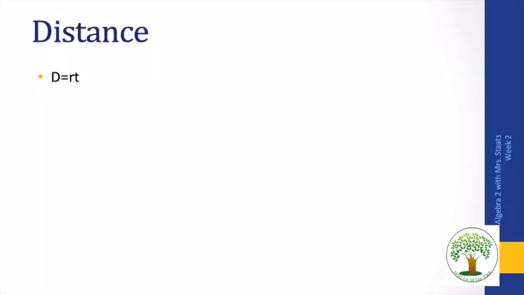Correct. R stands for rate. You can put this in your notes if you'd like. Rate, that's like how fast. That could be in miles per hour, that could be kilometers per hour. Usually it's going to be in hours, but it could be meters per second. It's rate, okay? T stands for time.